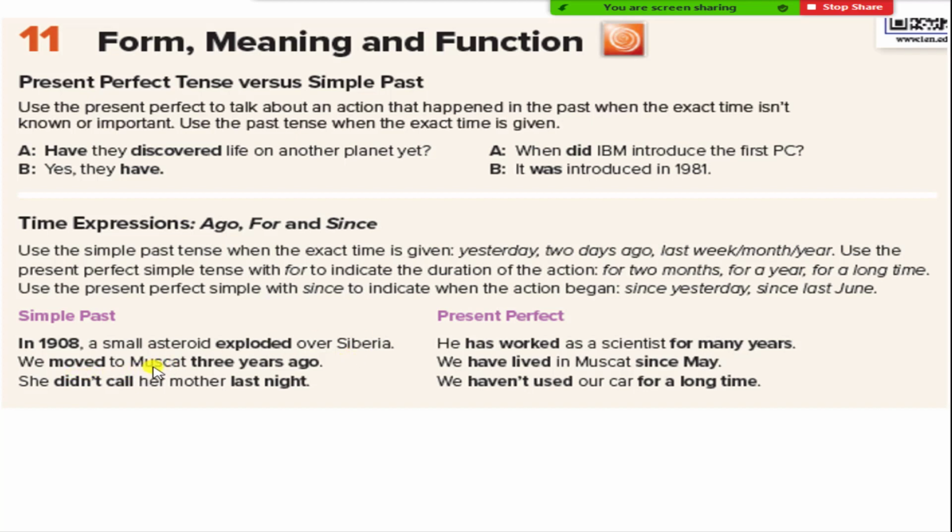We moved to Muscat 3 years ago. She didn't call her mother last night. In present perfect: he has worked as a scientist for many years. We have lived in Muscat since May. We haven't used our car for a long time.